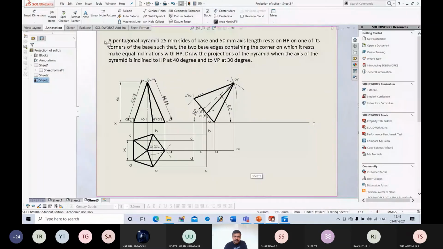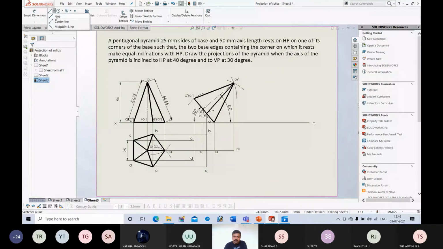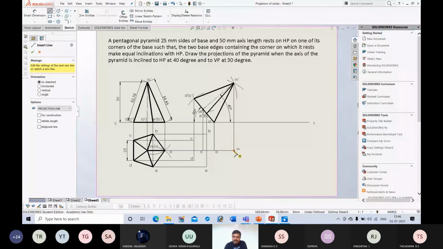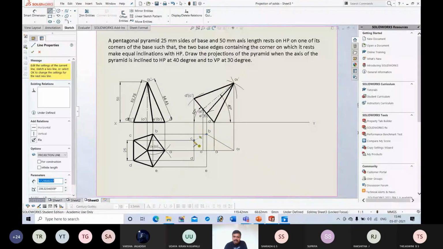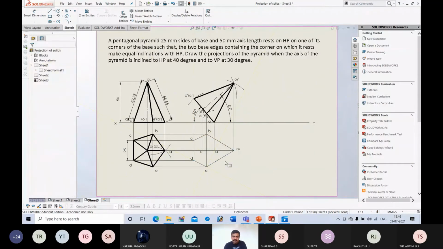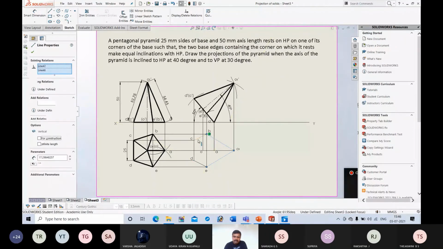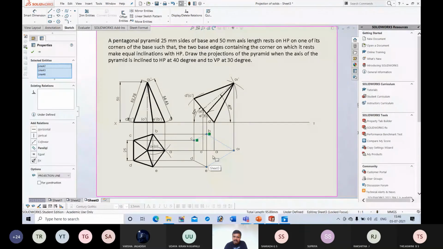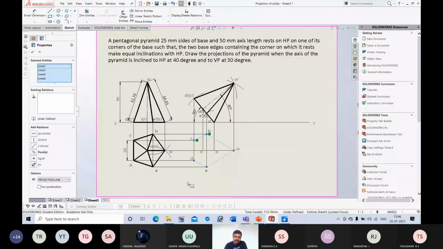Boundary means no point will be left out of that. So I will connect the boundary points. I will start from O1. I will connect O to B, then B to C, C to D, D to E, then E to O1. So these are the boundary points. That means there are a few more points inside this, but outside it there are no other points. That is the meaning of boundary.